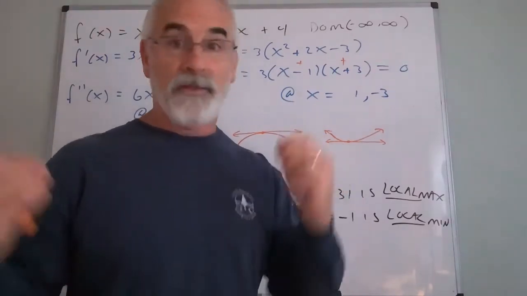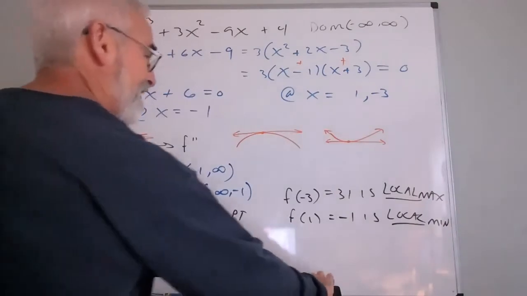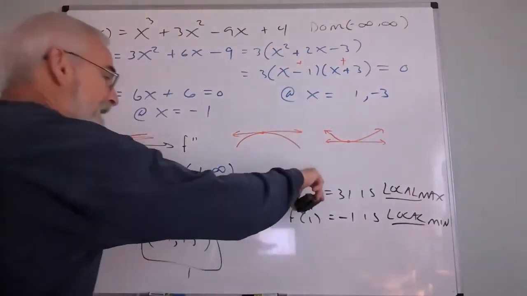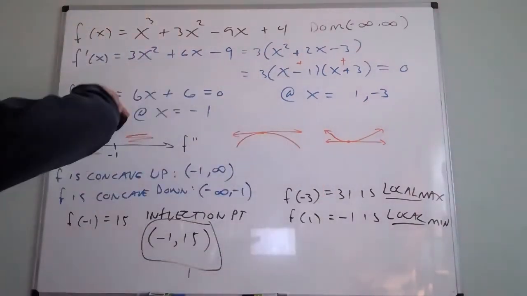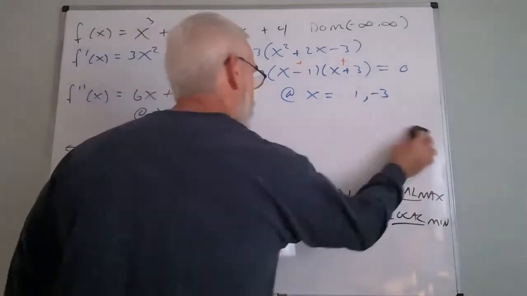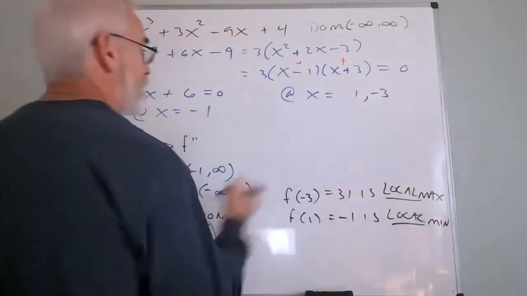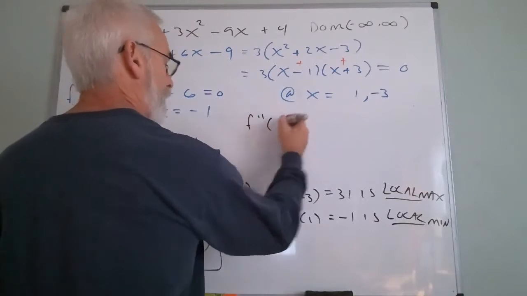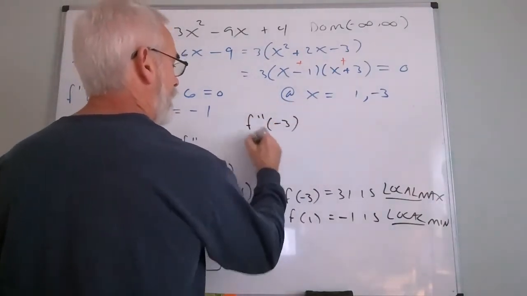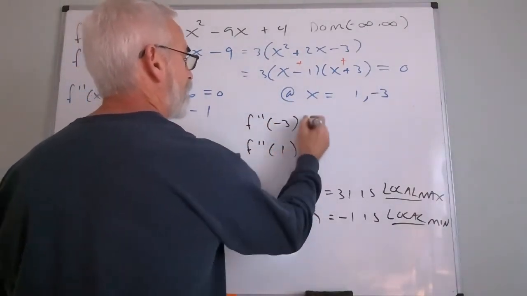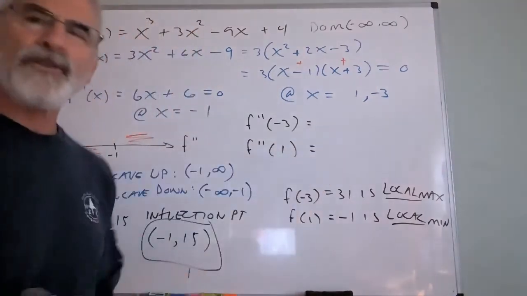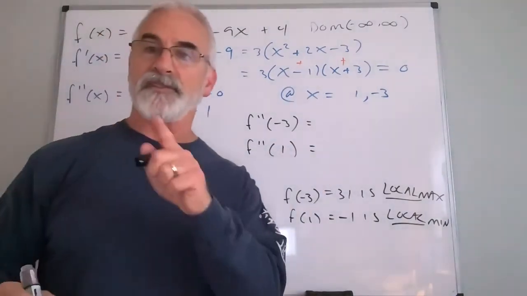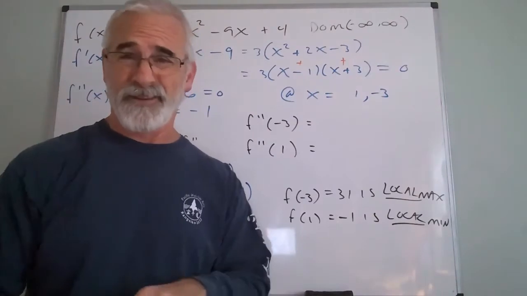This is called the second derivative test. So let's take -3 and +1 and insert them into our second derivative. I'll use black for that one. So f double prime of -3, f double prime of +1. It's not the value that's so important here. It's the sign of the answer, but we do want the right value.